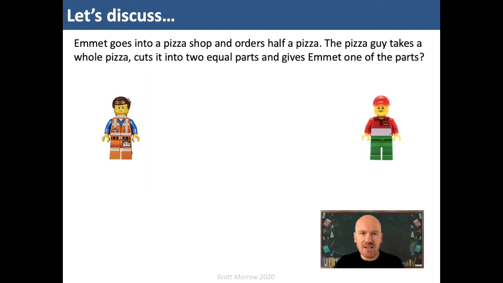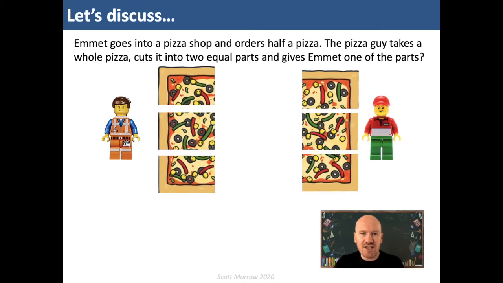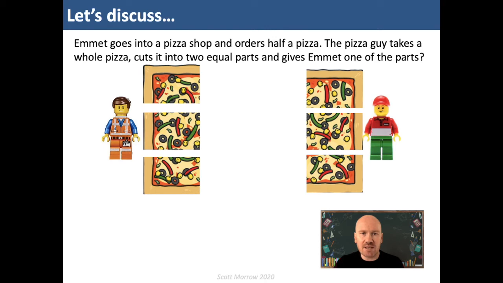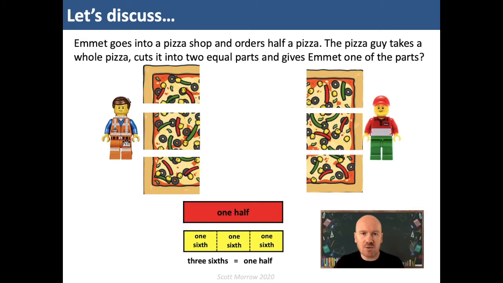The next thing the pizza guy might do is start with the whole again, and this time half it again, but this time rather than splitting each of those halves into 2 equal parts, he could split those halves into 3 equal parts. We've got 6 parts altogether, so we've got sixths, but he only needs to give Emmett 3 of those 6 to give him the half pizza again. And again, we can represent that with the bar. Let's start by halving that whole bar. We can cut each of those halves into 3 equal parts. We've created sixths altogether, but we only need 3 of those sixths to be the same as 1/2.